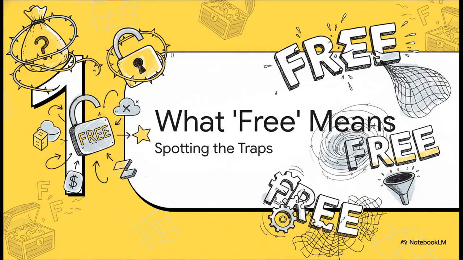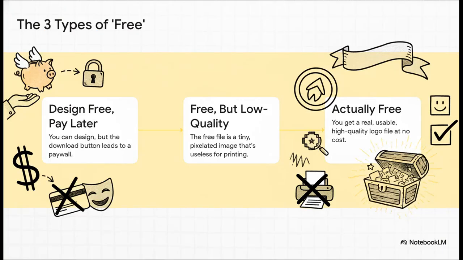Okay, so first things first. To beat the system, you have to understand the system. The word free doesn't just mean one thing in this world. It's kind of been stretched into a few different shapes, and if you can spot them, you can avoid the traps. So really, it all boils down to 3 types of free. The one you see everywhere is type 1, design free, pay later. That's the bait and switch we were just talking about.